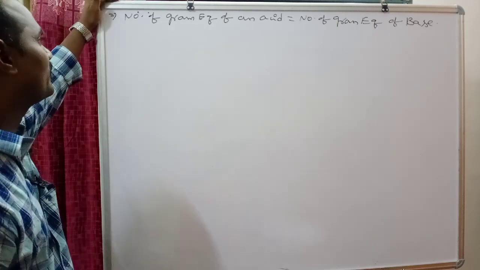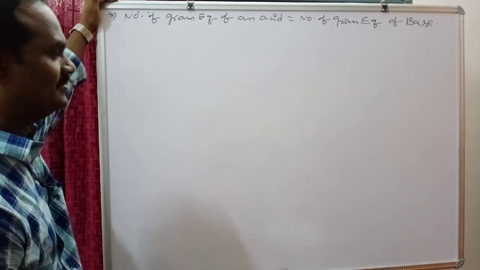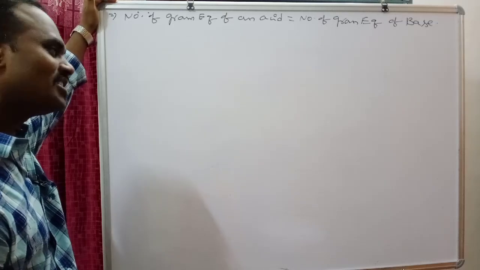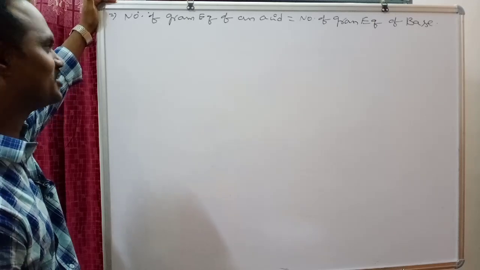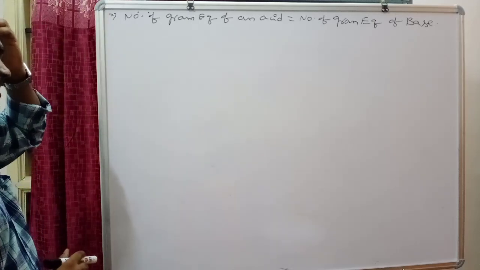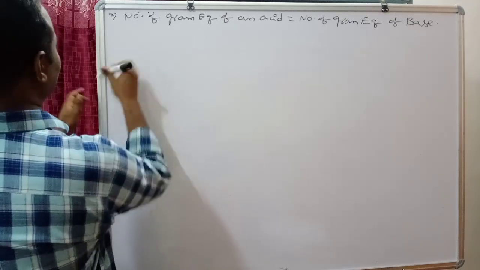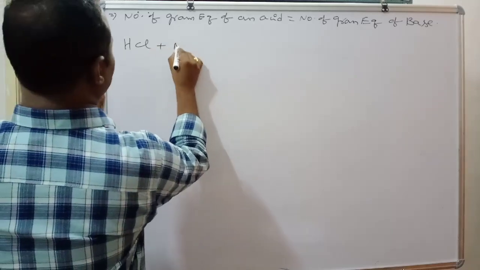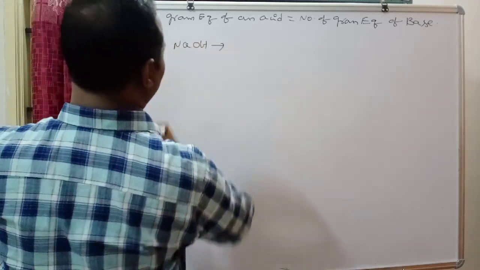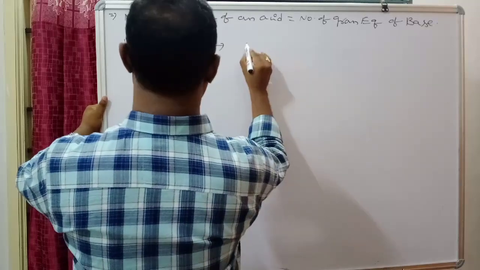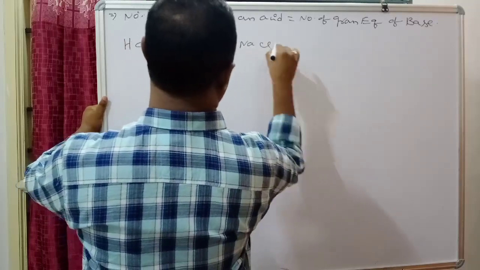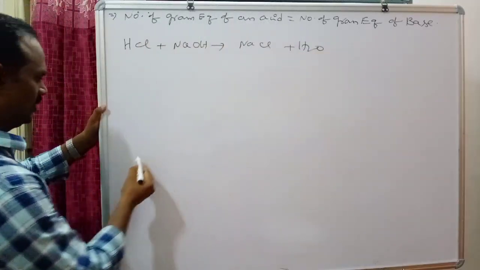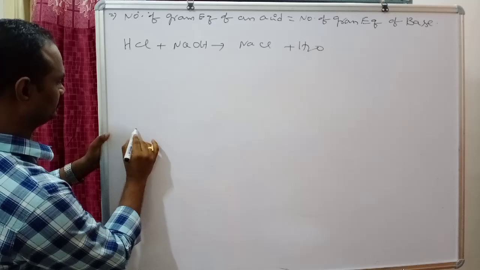Next point, the number of gram equivalents of an acid is equal to the number of gram equivalents of base. In general, in neutralization reactions, we use this point. To understand this, I will give 2 examples. First one, HCl reacts with sodium hydroxide and gives NaCl plus H2O.